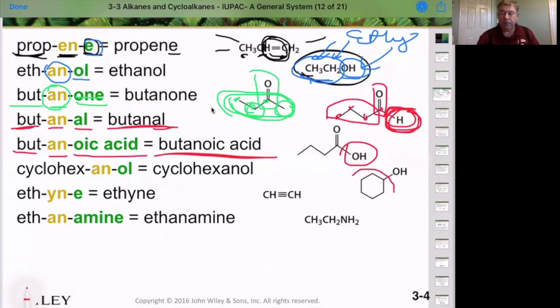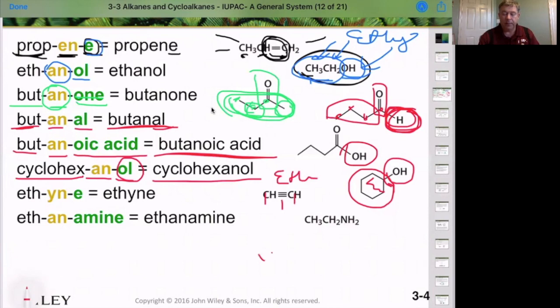Ooh, let's apply that rule to a cyclo group here. We have a cyclo group with an alcohol pendant to it. So we have cyclohex. We have no double bonds, so it's AN, and we have an alcohol at the end, so it's OL. Cyclohexanol right here. Ooh, 2 carbons, so that's going to give us ETH right here. We have a triple bond, so that changes to a YN. And we have no other functionality to it. We only have carbons and hydrogens, so that gives us an E at the end. So that's ethyne right here.